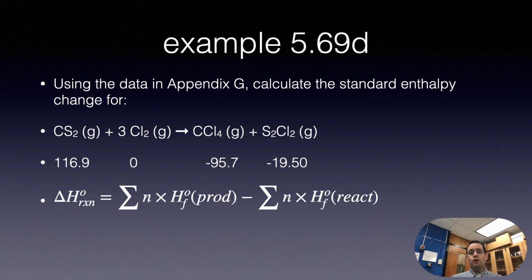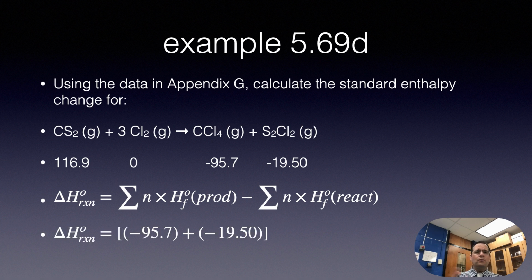Next, we grab our formula, and here the coefficients are going to be very simple. There's 1 carbon disulfide, there's 1 carbon tetrachloride, and there's 1 S2Cl2, right? And the chlorine gas can be ignored because it's an element with a 0, okay? So we have 2 products to add up, the carbon tetrachloride and the S2Cl2 molecule. And that's what the summation symbol helps us remember, that little sigma symbol, right? It means you add them up.